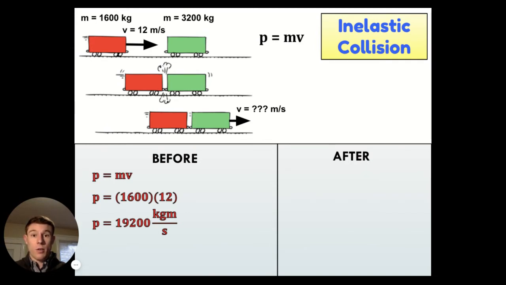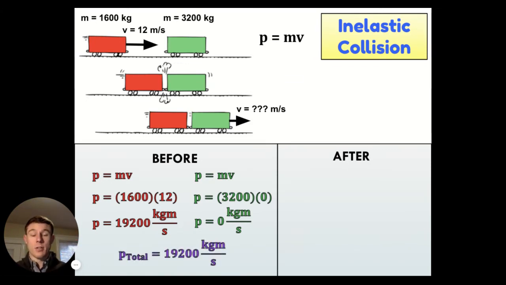Now let's talk about the green cart. Again, same equation for momentum. In this case, the mass is 3,200 kilograms, and the velocity is actually 0 because it starts initially at rest. Since the green cart is at rest, we should know intuitively that it has 0 momentum because it's not moving. So that's 0 kilogram meters per second. Now the total momentum of the whole system between the two is kind of simple. It's 19,200 since the red cart has momentum, but the green cart does not. So now we have the total momentum of the system before the collision.